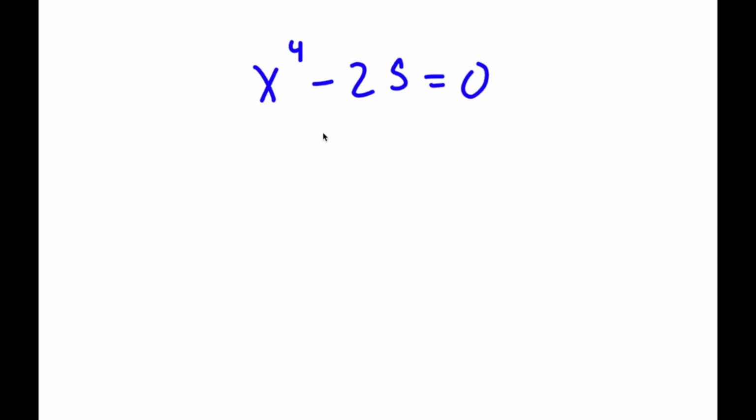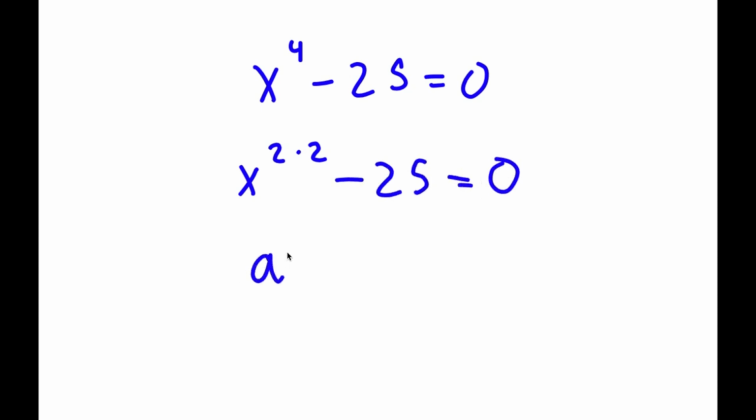Alright, so in this problem, I have x to the power of 4 minus 25 is equal to 0. To solve this, I'm going to first rewrite x to the power of 4 as x to the power of 2 times 2. So now I have x to the power of 2 times 2 minus 25 is equal to 0.